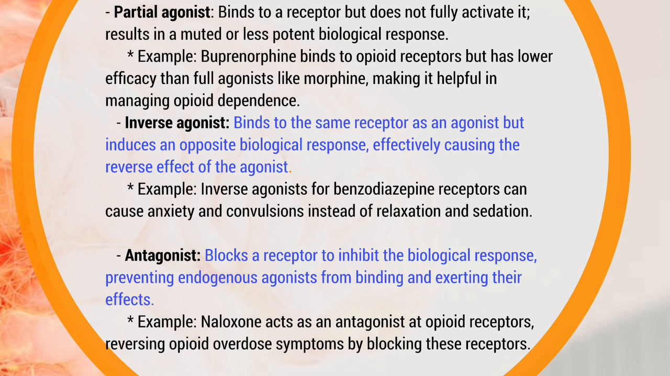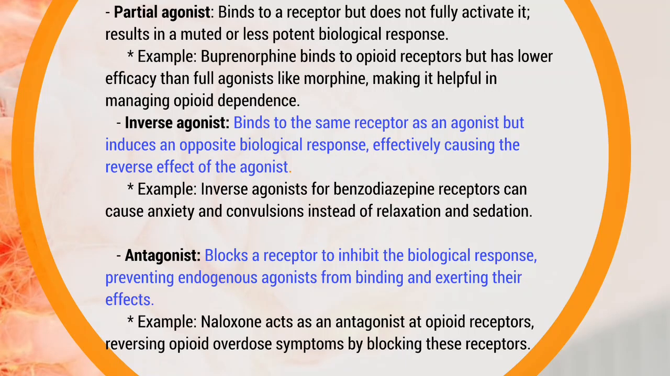So now you know why buprenorphine is usually helpful in managing opioid dependency. Now, we talked about the agonism and the partial agonism. Now, let's talk about the inverse. Inverse agonism is not the same thing as antagonism. Don't get those mixed up.